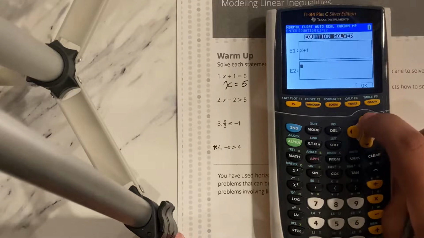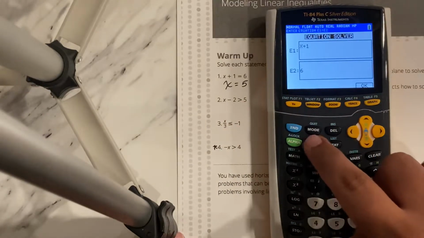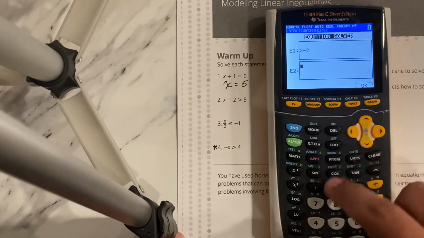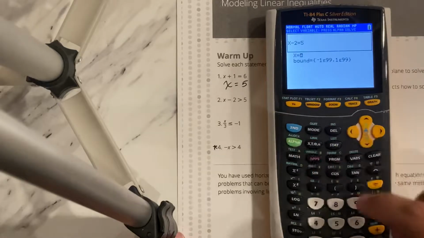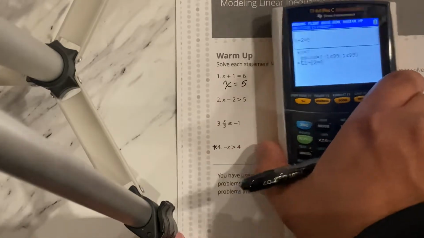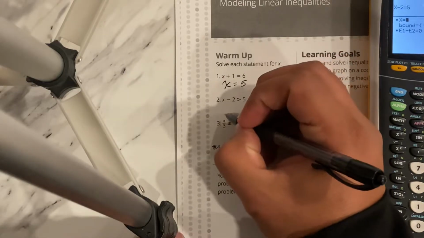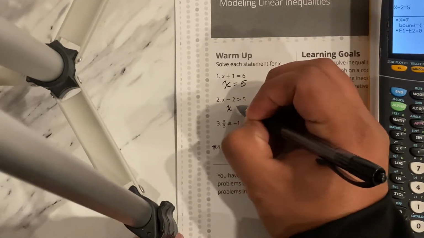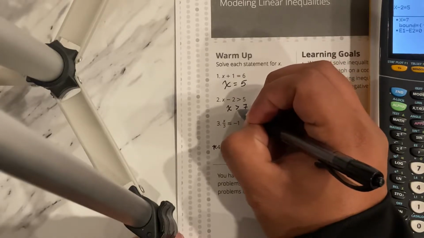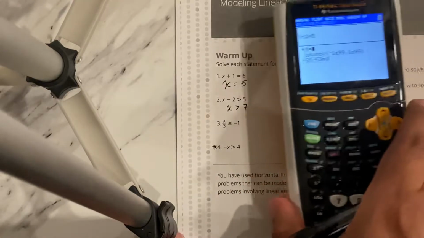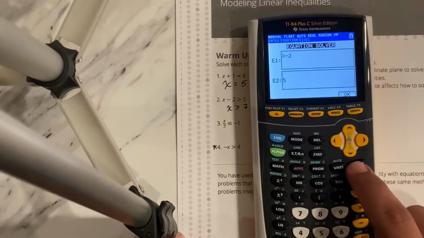Go back. X minus 2. X minus 2. And then 5. Alpha, enter. X is 7, but right here we do have a different symbol, so I'm going to keep that symbol. X is greater than 7. Again, this is greater. We'll talk more about that in just a second. I'm going to clear it.